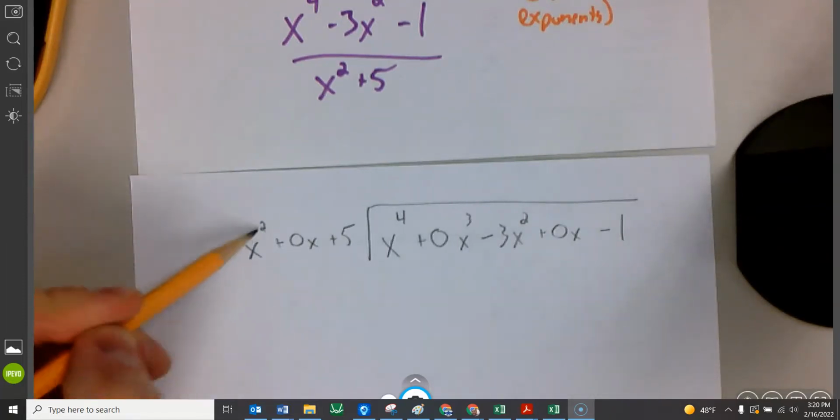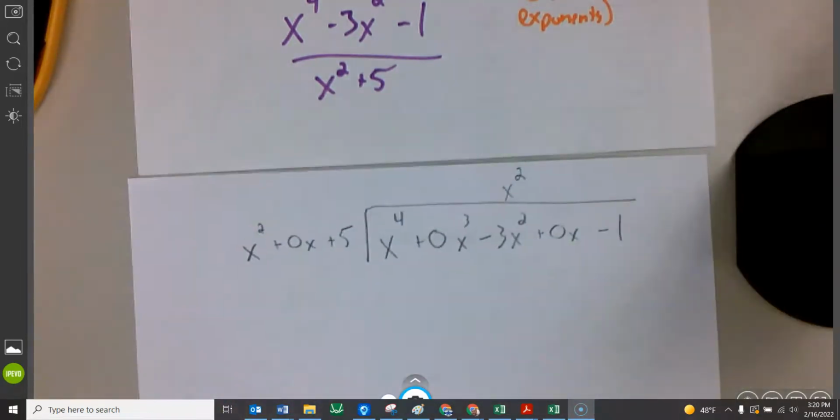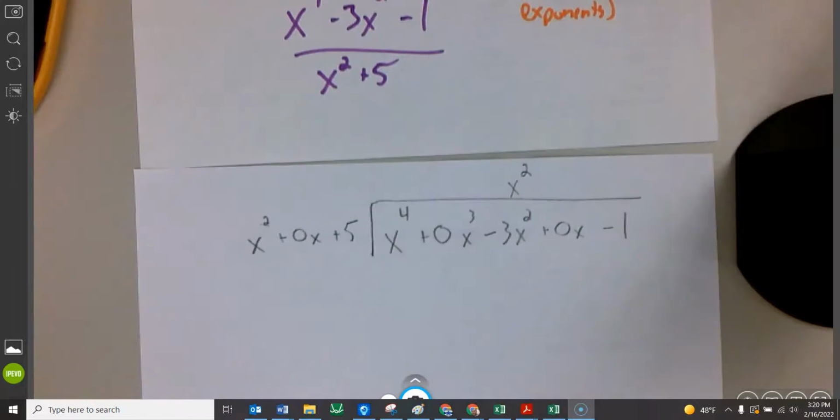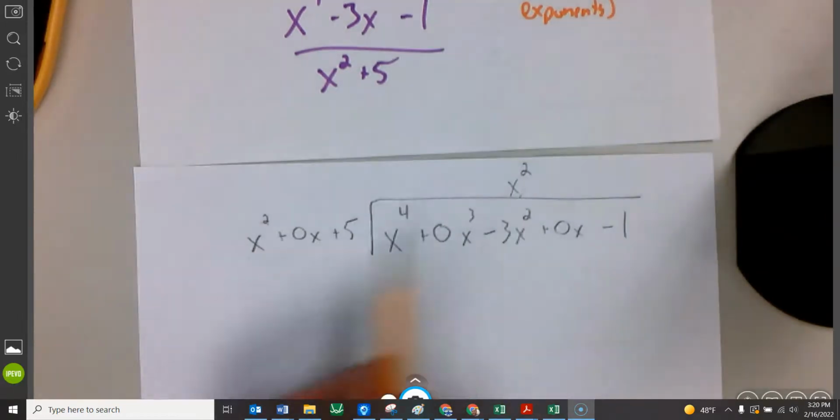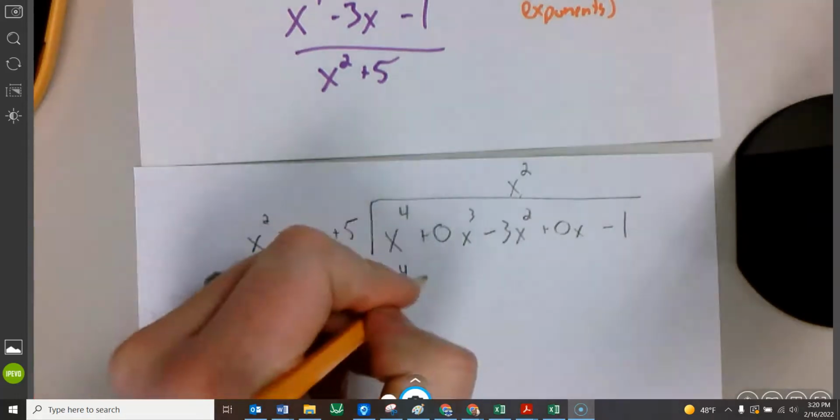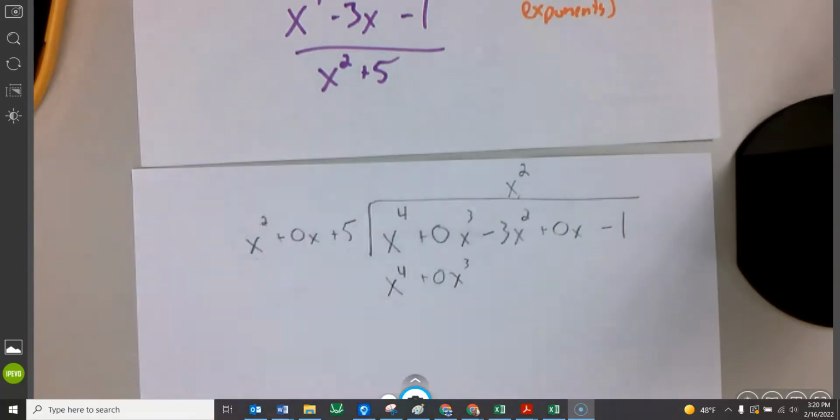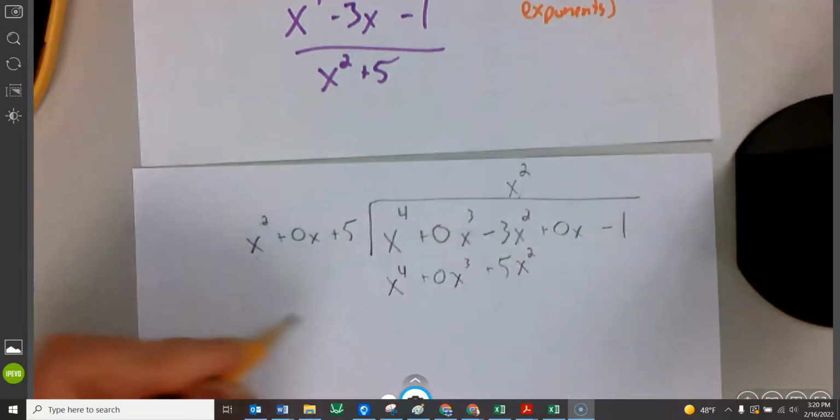What do I multiply x squared by to get to x to the fourth? The answer is x squared. So I put an x squared up there. Notice I keep it in the x squared column. Next, I multiply x squared times all three of these, and put it where they belong down there. So x squared times x squared, x to the fourth. X squared times 0x, that's 0x to the third. X squared times 5, that's 5x squared.